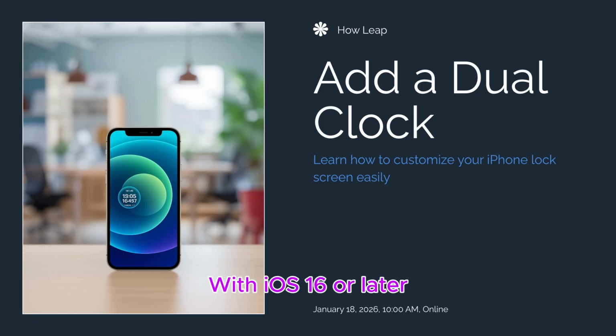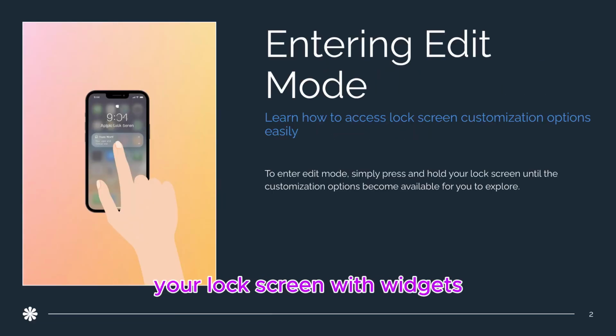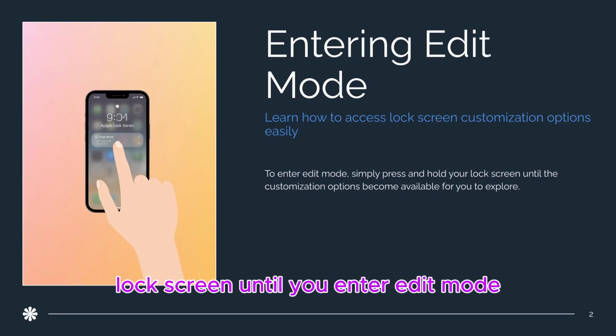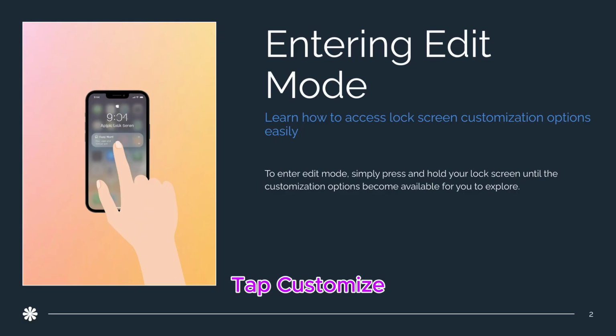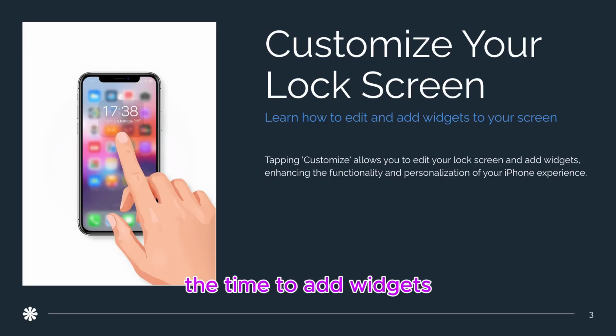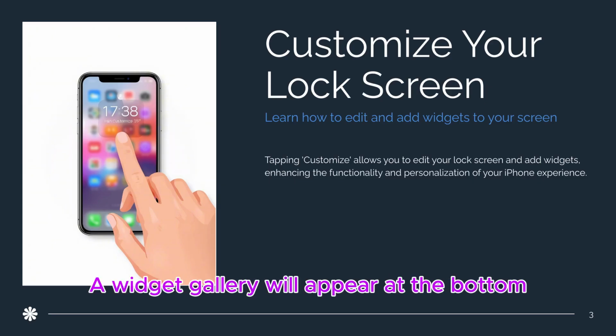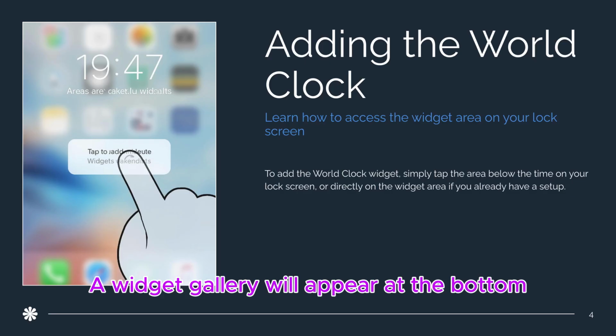With iOS 16 or later, you can customize your lock screen with widgets. Press and hold your lock screen until you enter edit mode. Tap Customize. Tap the area below the time to add widgets, or if you have a lock screen set, tap the widget area directly. A widget gallery will appear at the bottom.